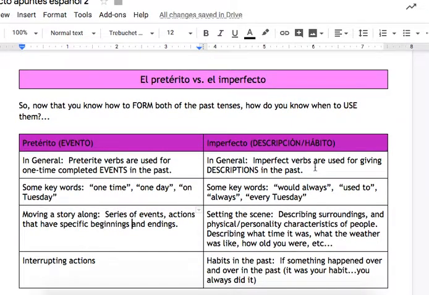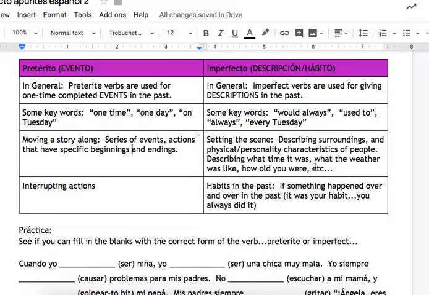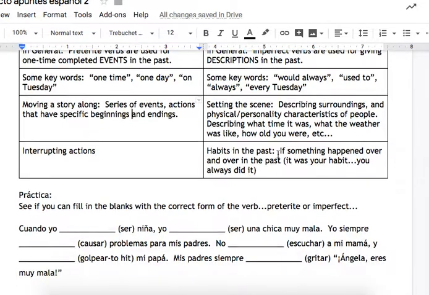The imperfect, the one that we're learning about right now, is used for giving descriptions in the past. Some key words when using imperfect are things like would always, or used to, or every Tuesday. Notice how those are more ongoing instead of sudden, like preterite. The imperfect is also used to set a scene. Usually it describes your surroundings and physical personality or characteristics of people. It can be used to describe time and weather, age, etc. Last, it can be used to describe habits in the past, if something happened over and over in the past.